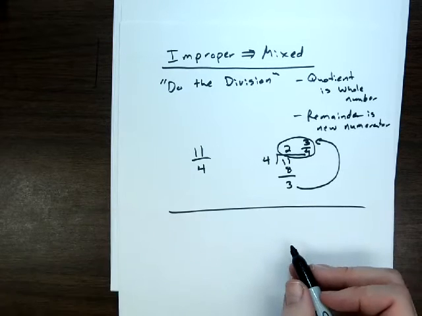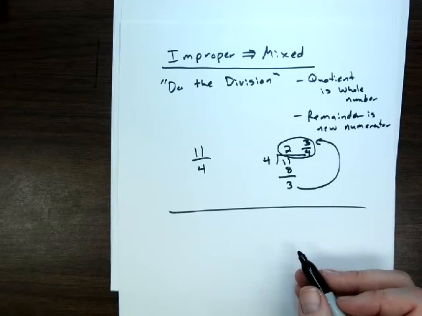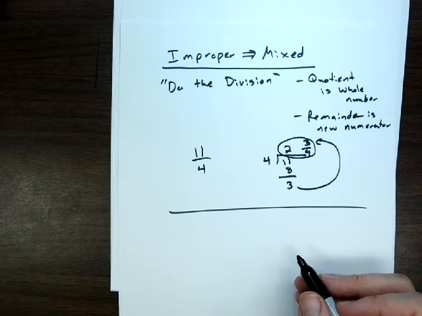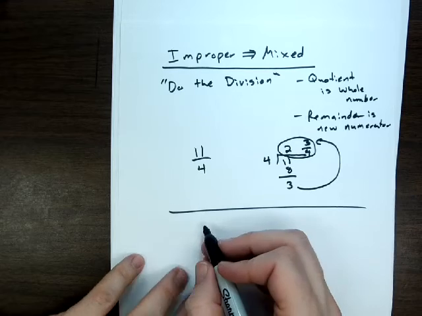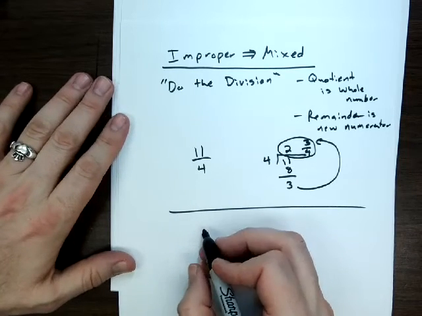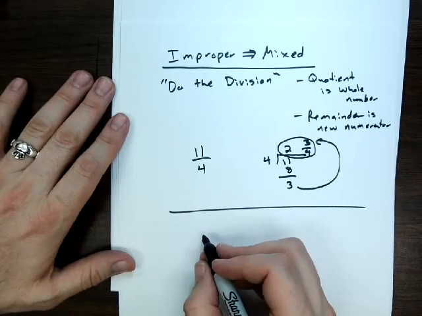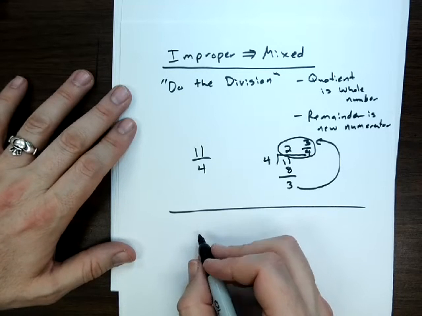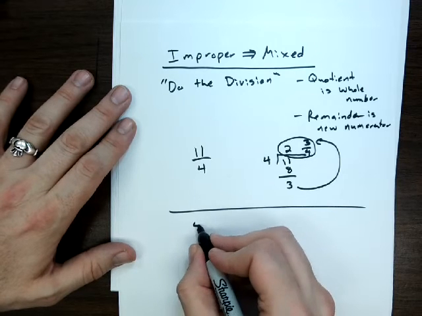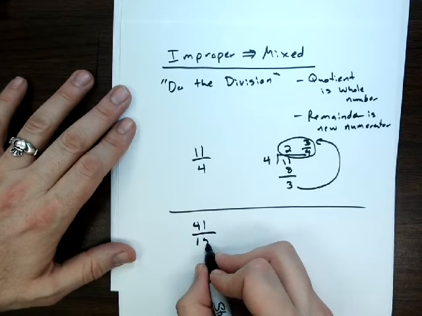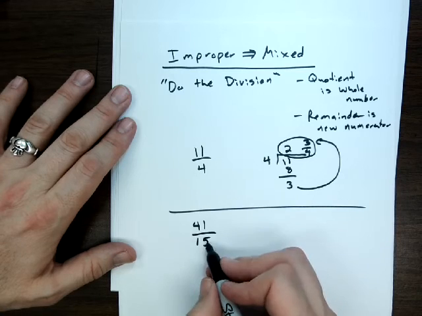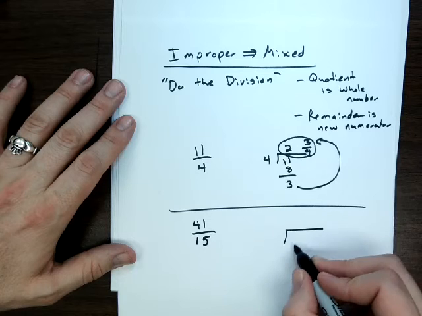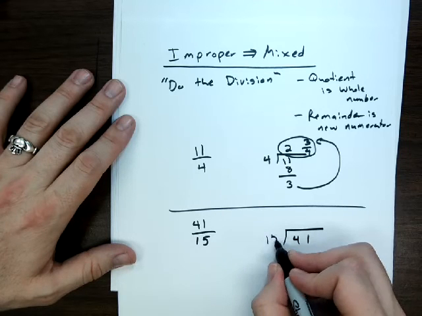Let's do it again. Let's do one that might be a little tougher. How about I do something like 41 over 15? 41 fifteenths. Well, I'm just going to go ahead and do that division. 41 and 15.